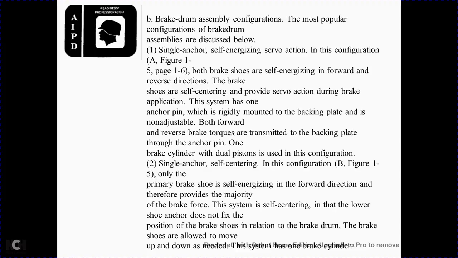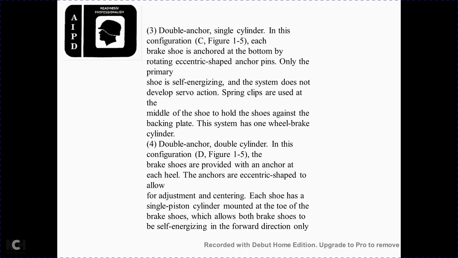Configuration B in Figure 1-5 is the dual piston, single anchor, self-centering configuration, with only one brake shoe self-energizing in the forward direction, and therefore providing the majority of the braking. In the self-centering system, the lower shoe anchor does not fix the brake shoe in relation to the brake drum. The brake shoes are allowed to move up and down as needed. The system has one brake cylinder.